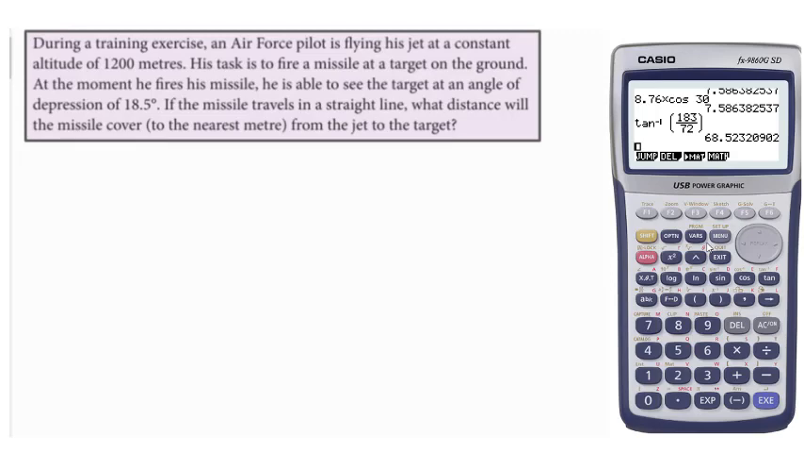Right, so altitude of 1,200 meters. Altitude is a height, it's vertical. So we probably might draw that first. So we have an altitude of 1,200 meters.